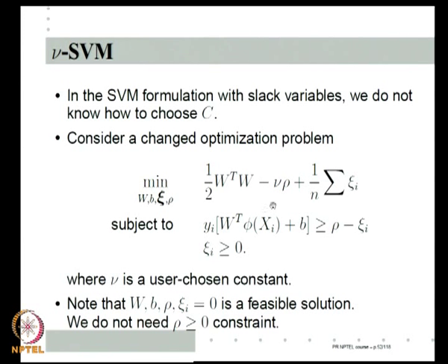Now, if I choose rho greater than 0, this term will be positive. I know W transpose W is positive, I know xi i's are positive. So, if I choose any rho greater than 0, this will be strictly greater than 0. Such a point can never be the solution of this optimization problem, because I know a feasible point at which the objective function has value 0. So, we do not need the rho greater than 0 constraint at all, we can just minimize unconstrainedly on rho.